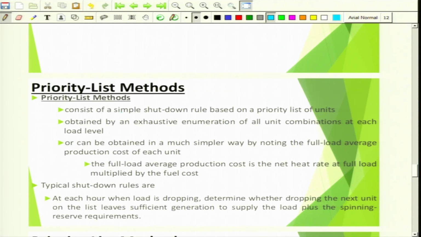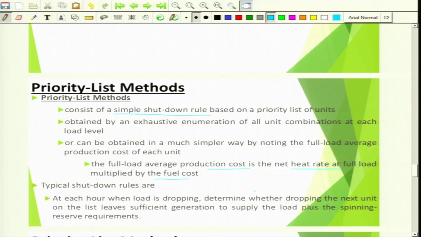Now it consists of a simple shutdown rule based on a priority list of units, obtained by an exhaustive enumeration of all unit combinations at each load level. For each load level you find out what the possible combinations are, or it can be obtained in a much simpler way by noting the full load average production cost of each unit. I will discuss an example to help you understand better. The full load average production cost is the net heat rate at full load multiplied by the fuel cost.